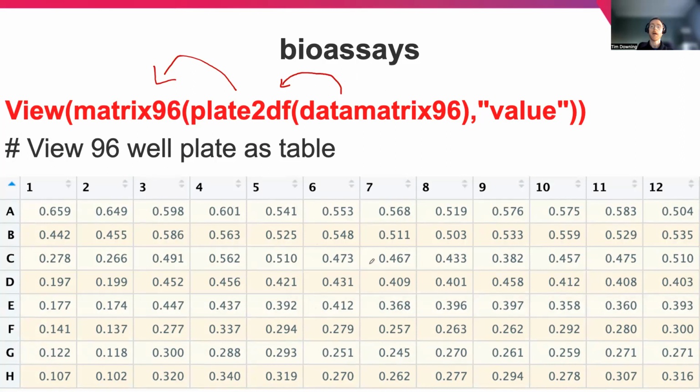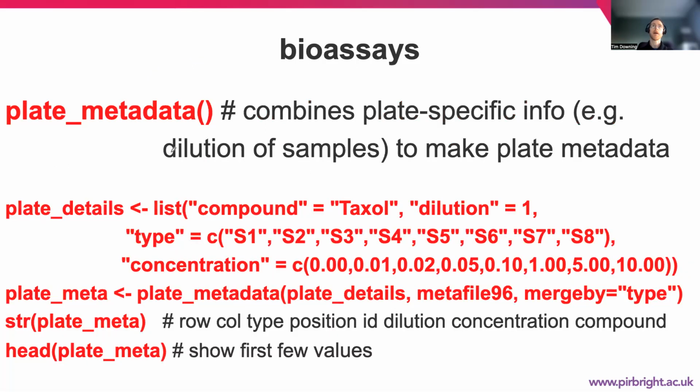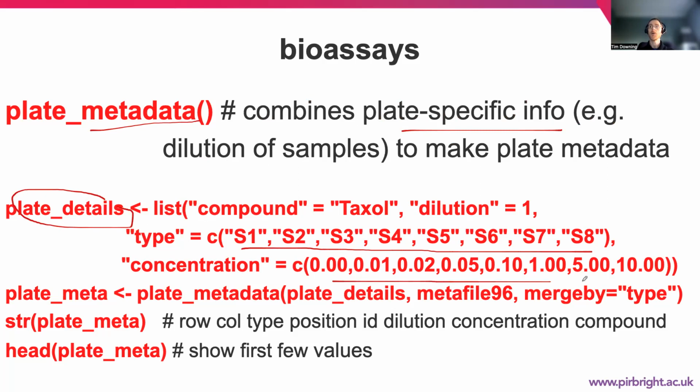We can then link in our plate_metadata function, which combines plate-specific information. So that could be serial dilutions or something like that. And that function is more complex because we might have certain details embedded in there depending on what we're looking at. So you might have the ranges going from 1 to 8 here, the concentration we use for that serial dilution, the compound and things like that, whatever metadata is useful for us.